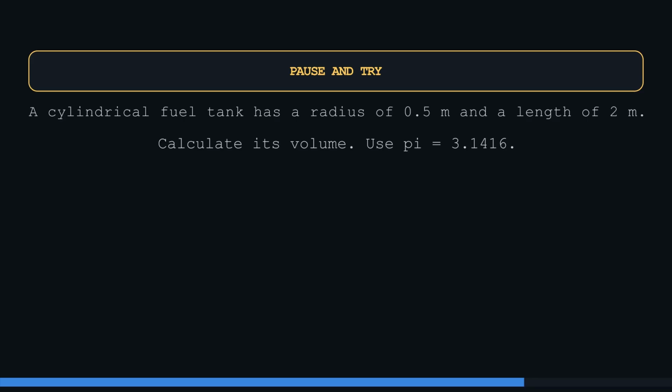Pause now and try this. A cylindrical fuel tank has a radius of 0.5 meters and a length of 2 meters. Calculate its volume using pi equals 3.1416.